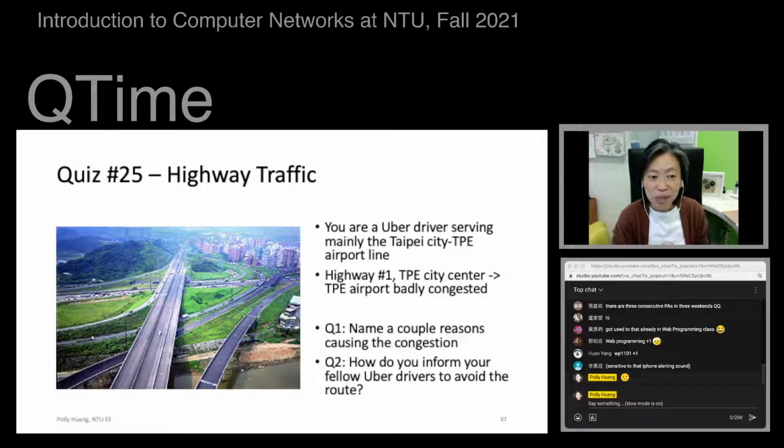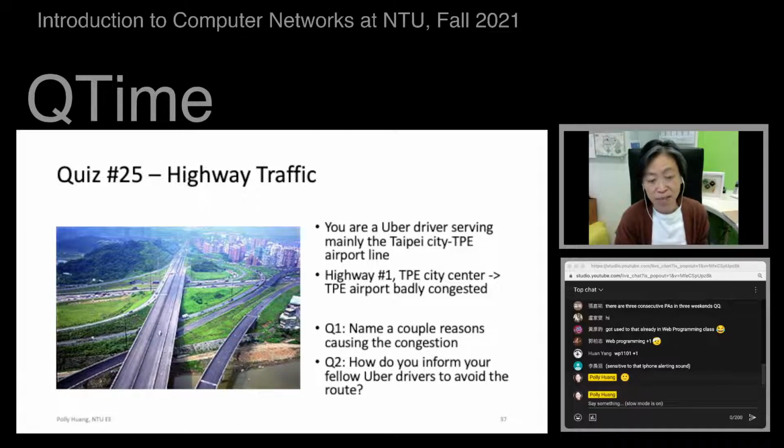Pretend that you are an Uber driver now, and you are driving particularly the line between Taipei city center and the airport. Let's suppose one day you're driving a client to the airport and you discover on freeway or highway number 1 that there's a bad congestion. So Q1 asks, can you give a couple of reasons that you often see on the highway causing congestion? This should be general and straightforward.